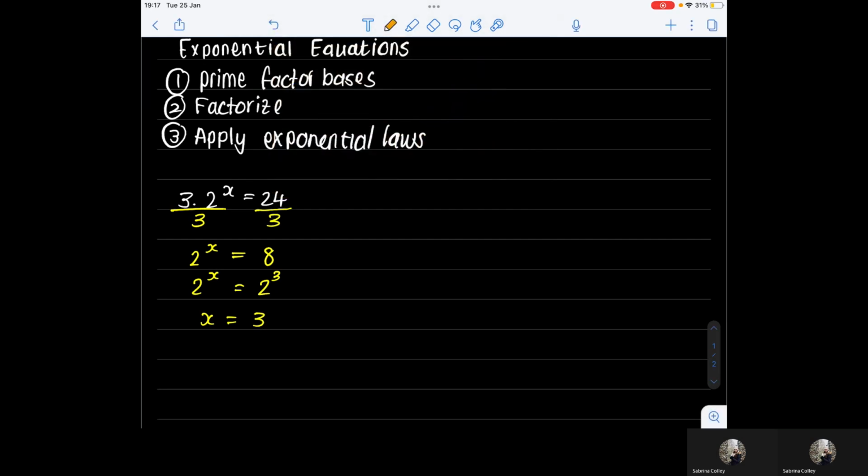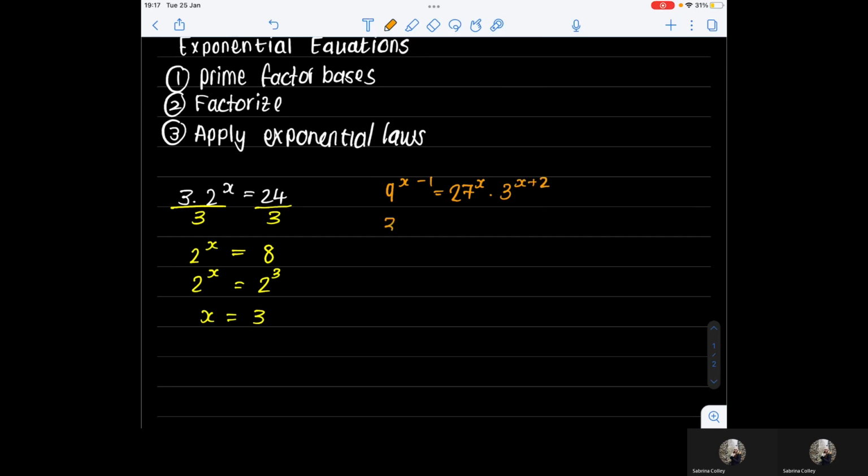So if we have 9 to the power of x minus 1 equals 27 to the power of x times 3 to the power of x plus 2. First let's look at our prime factor basis. So we've got 3 to the power of 2 to the power of x minus 1, 3 to the power of 3 to the power of x, times 3 to the power of x plus 2. Now let's use our exponential law. So 3 to the power of 2x minus 2, 3 to the power of 3x times 3 to the power of x plus 1.